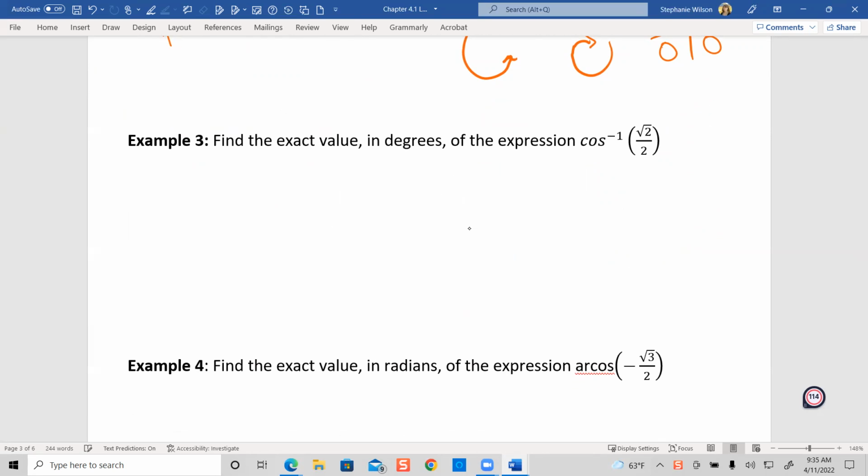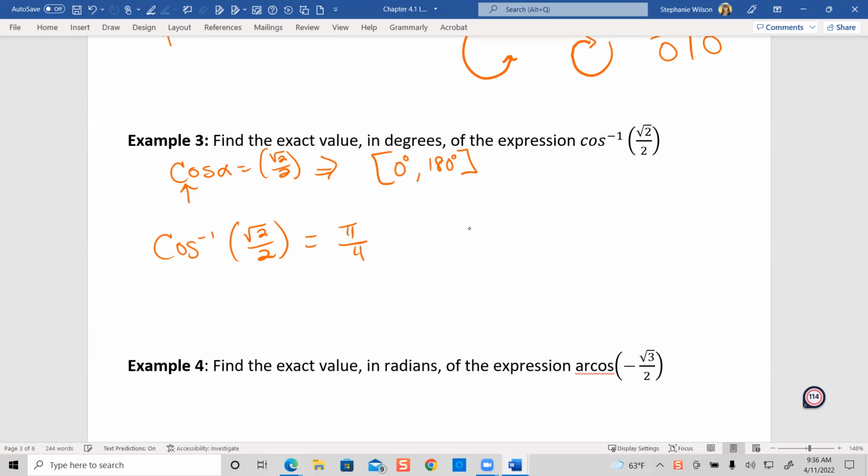Well, if we're looking for the cosine inverse, I just want to make a little side note that we know that the cosine alpha of the square root of 2 halves has an interval of 0 degrees to 180 degrees. That is true because it falls on the x-axis, cosine does. So that's why this interval is true. But anyways, let's get back to this. We're going to take the inverse of this. Well, cosine at square root of 2/2 is going to be pi/4, and if you write it in degrees, it's 45 degrees.